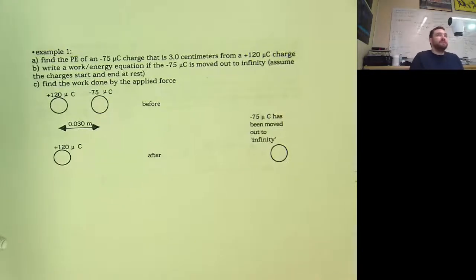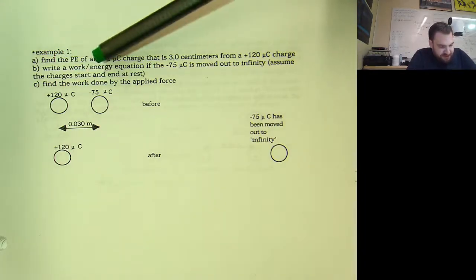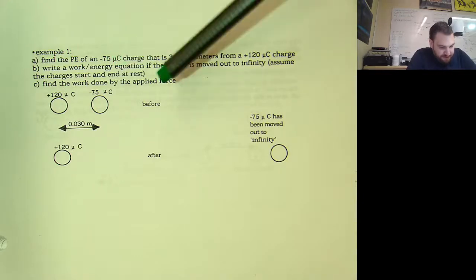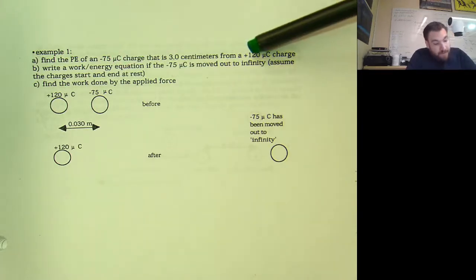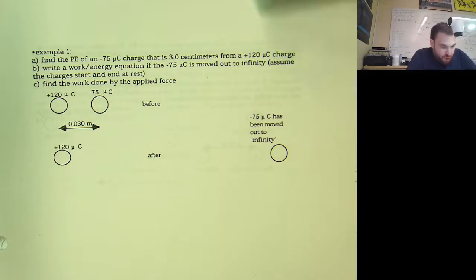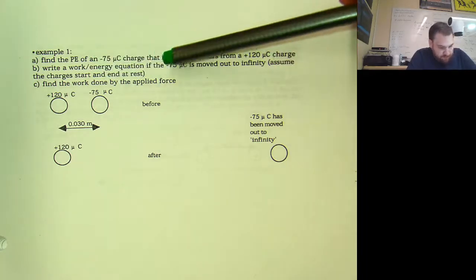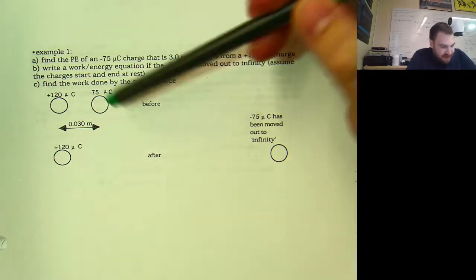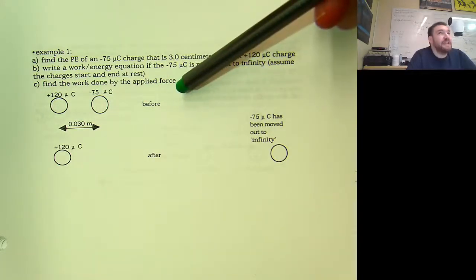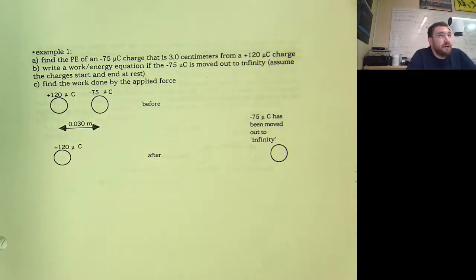So, this is two scenarios. Well, it's the same situation, but they're giving us both stages of the problem. I want to find the potential energy of a negative 75 microcoulomb charge that is 3 centimeters from a positive 120 microcoulomb charge. We're going to find the work energy equation if it's moved out to infinity, and then we're going to find the work done by the applied force. The questions that are going to be posed in a week and a half aren't going to include A and B. They're just going to go straight for this.